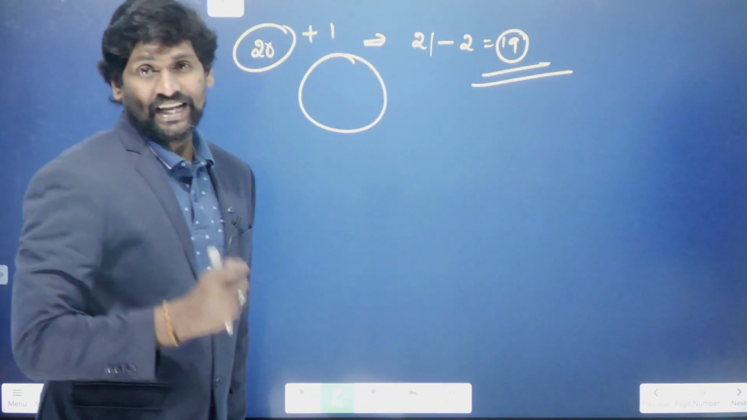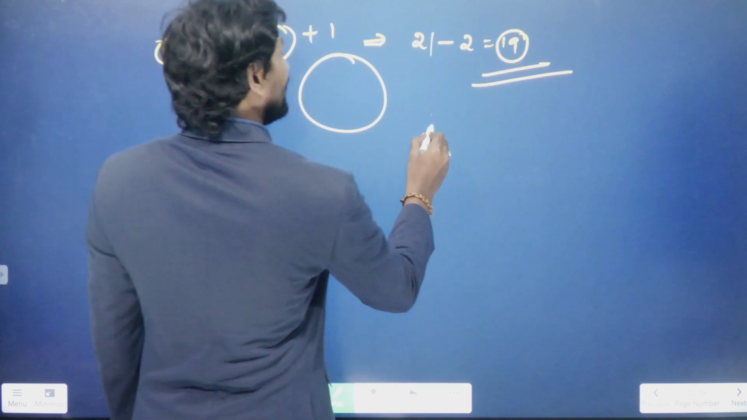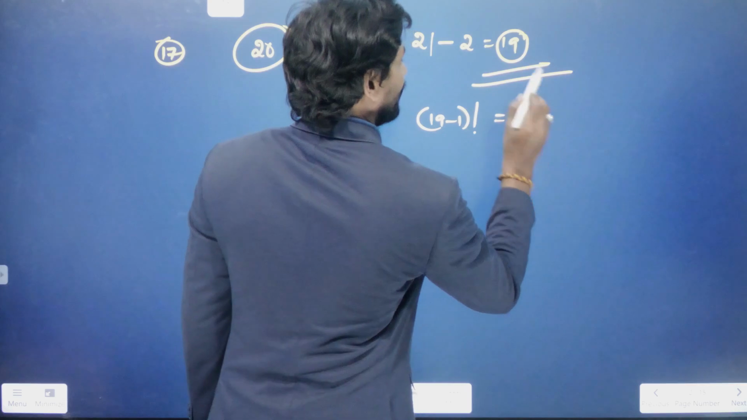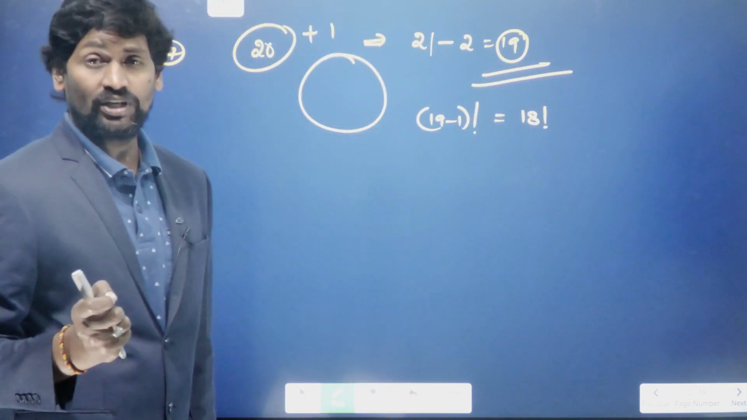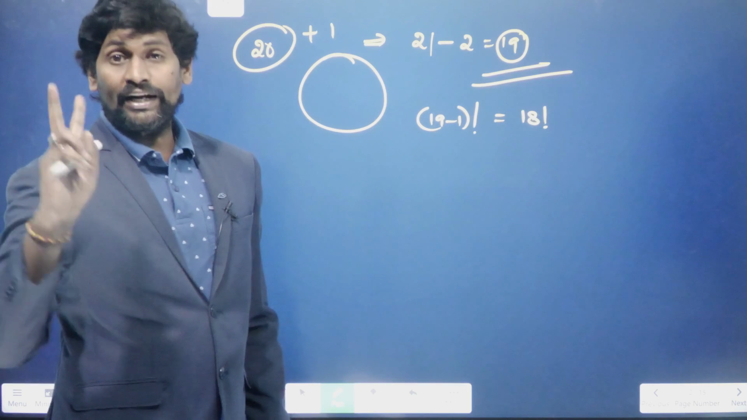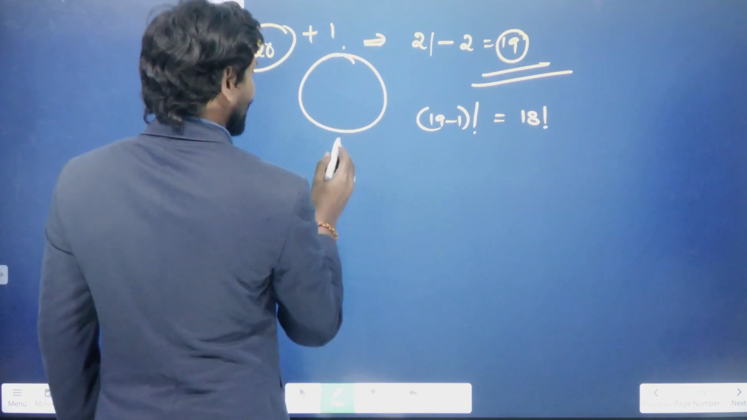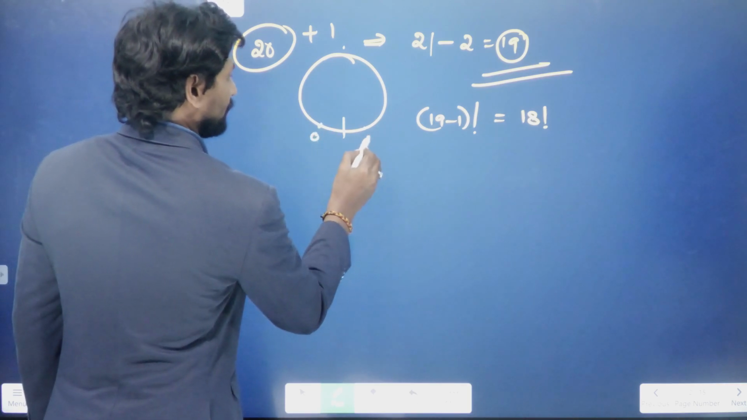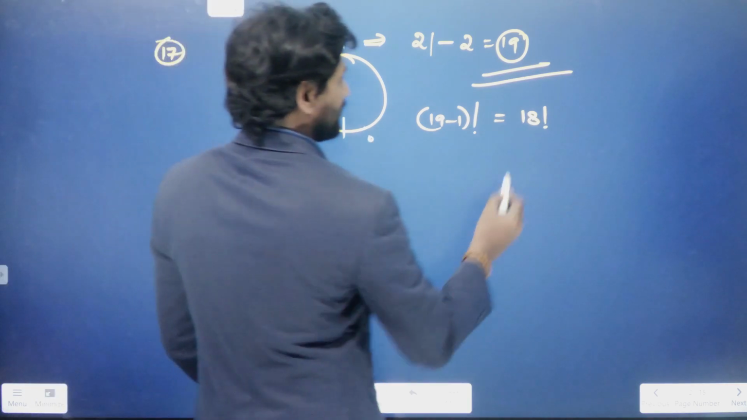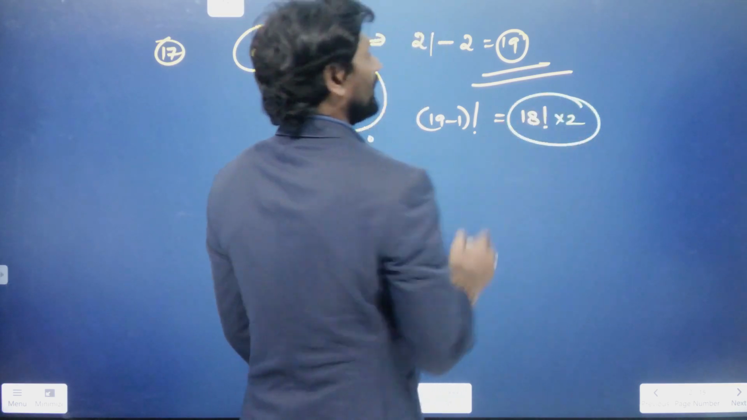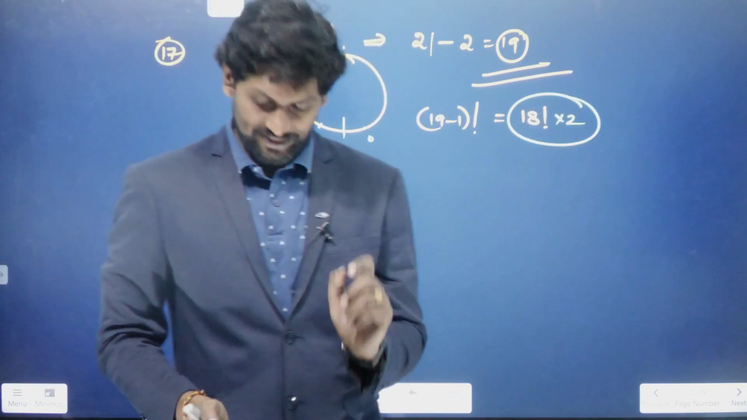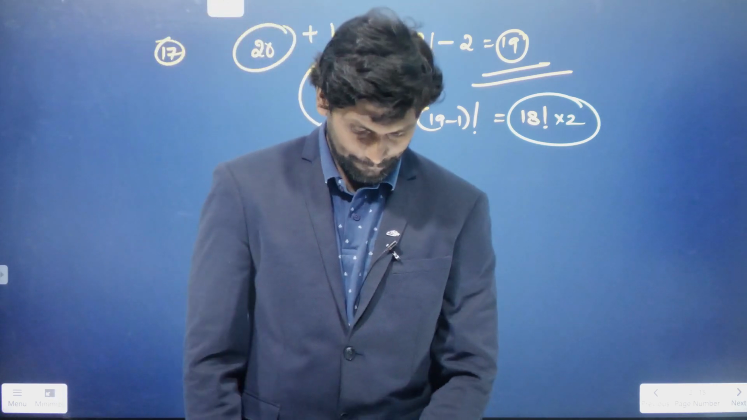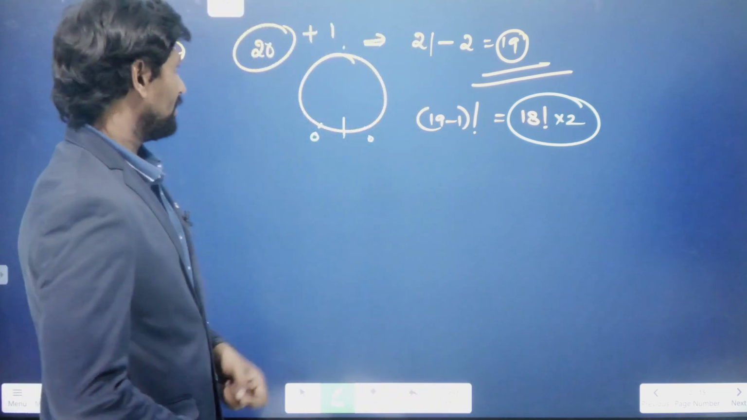These 19 persons can be arranged in a circular way in 19 minus 1 factorial, which is 18 factorial. And the remaining 2 people sit on either side of the host. For example, if you take the host here, that person can be seated here or here. That means 1 person has 2 ways, so 2 into 2. So 18 factorial into 2 will be our required answer. Right. So let us move on to question number 18.